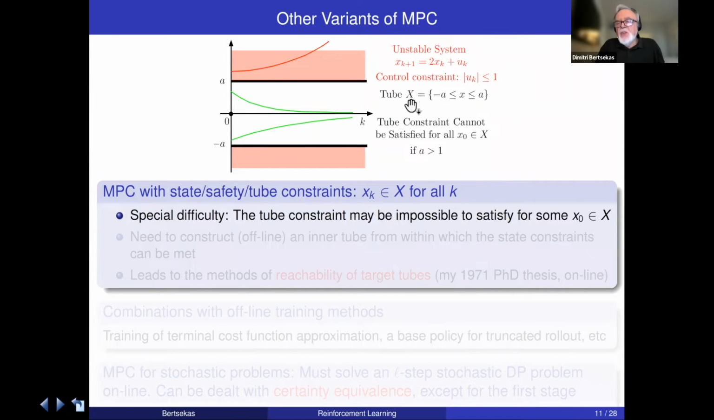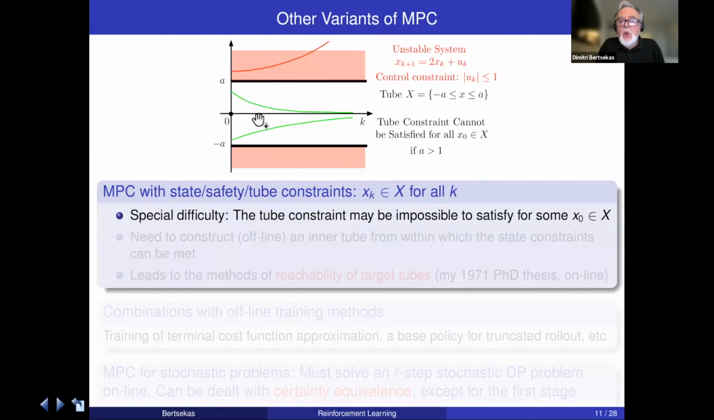So suppose that we have a state constraint of this type, that the state of the system has to be kept within a cube. A cube is a sequence of sets that constrain the successive states of the problem. If A is greater than 1, then if we start close to A, or certainly above A, the state of the system cannot be kept within the constraint. We're going to take off to infinity. On the other hand, if A is less than 1, then we can keep the state of the system within the cube, no matter where we start within the cube. So that's an important property.